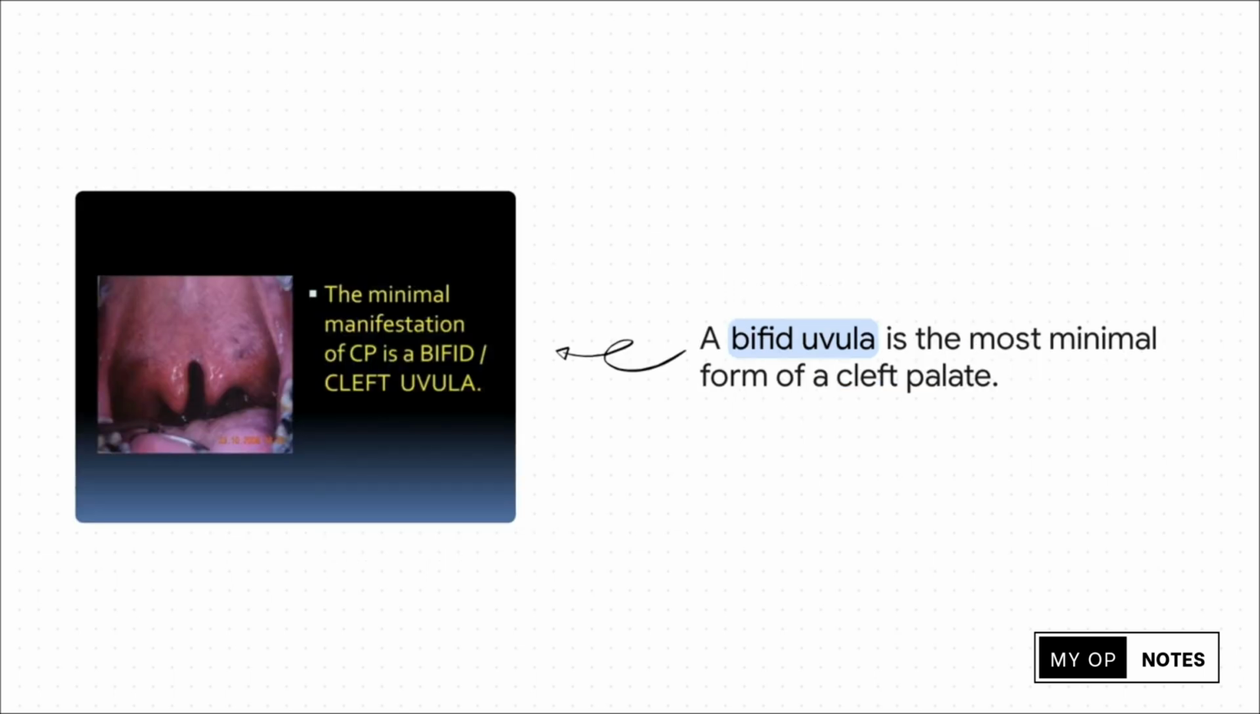And the severity? Wow, it can vary dramatically. It's not always this wide, obvious gap. I mean, look here. This is called a bifid uvula. That's where just that little dangly thing at the back of your throat is split. This is actually the most minimal form of a cleft palate. It just goes to show you how wide the spectrum for this condition really is.